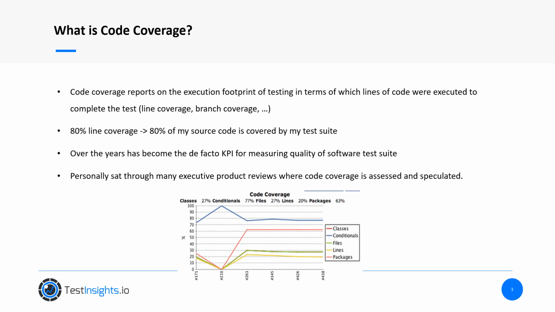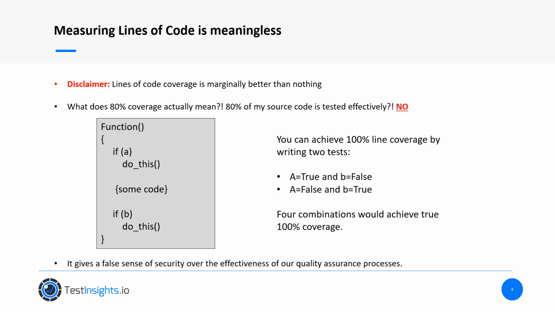And personally, we've sat through many executive product reviews where code coverage is assessed and speculated with graphs like below, where we're looking at how the code coverage has changed over time and over the various release cycles. Now, unfortunately, in reality, lines of code is actually pretty meaningless in terms of the business. Although there is a little disclaimer here that lines of code coverage is marginally better than nothing.